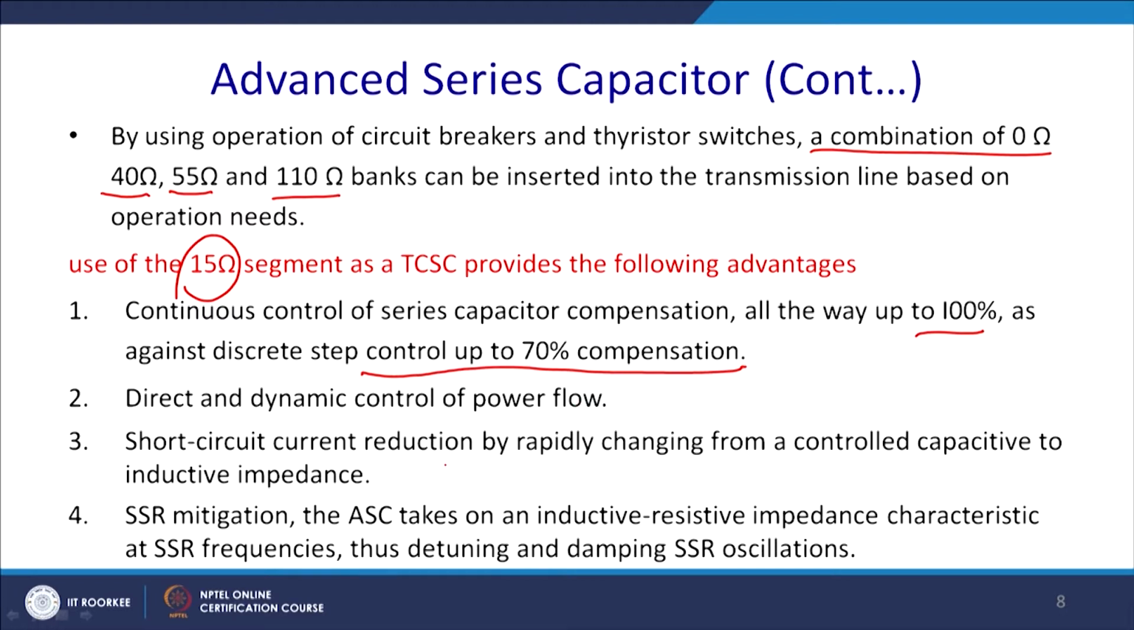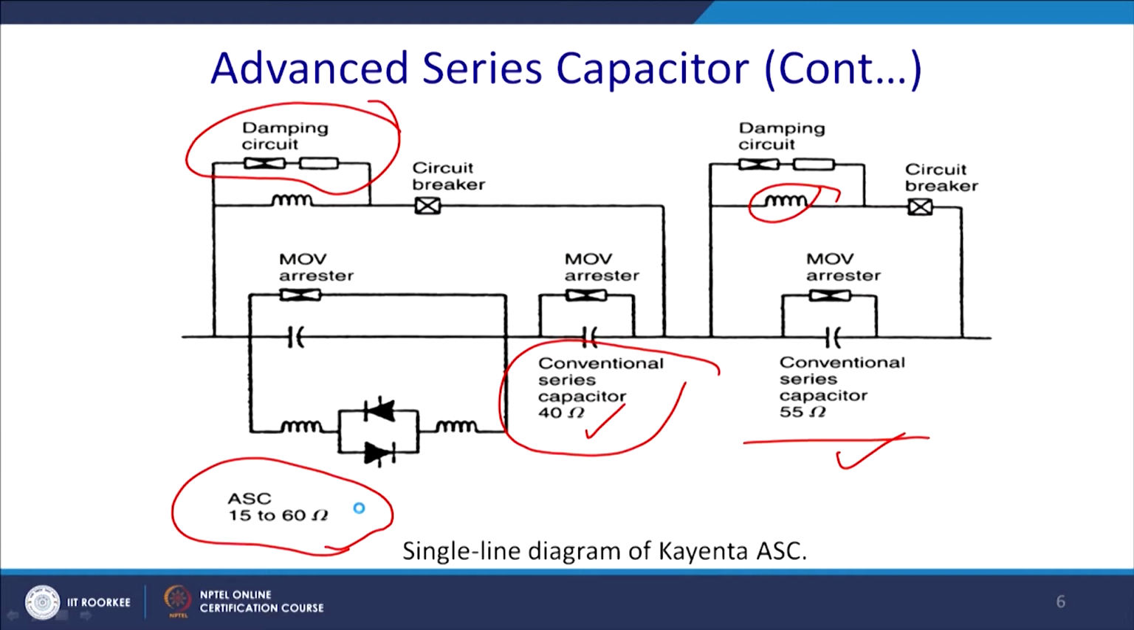Short circuit current reduction by rapidly changing the controlled capacity to the inductive impedance, so that can be done with the help of this segmentation. So, you trigger it, so ultimately current will flow through this inductor and it will bypass this capacitor.